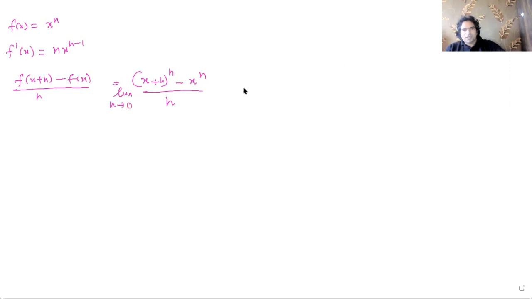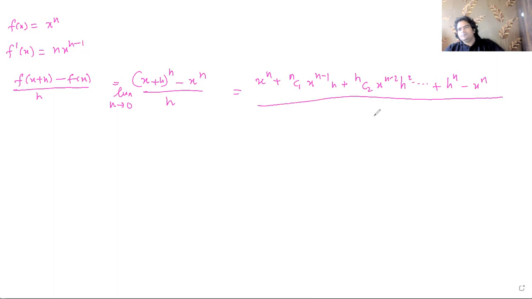Now, after this, if you open this up, it'll be x to the power n plus nC1 x to the power n minus 1 h plus nC2 x to the power n minus 2 h square and so on, up till h to the power n, and minus x to the power n over h. And of course, the limit is h tends to 0. Now, x to the power n and x to the power n get cancelled. You can clearly see that.